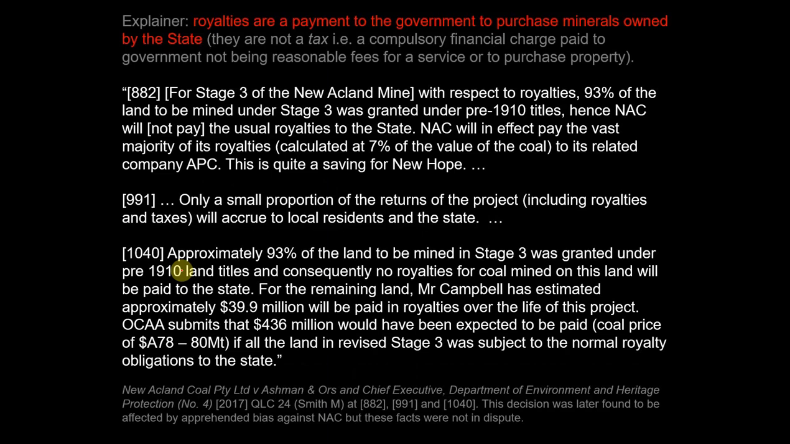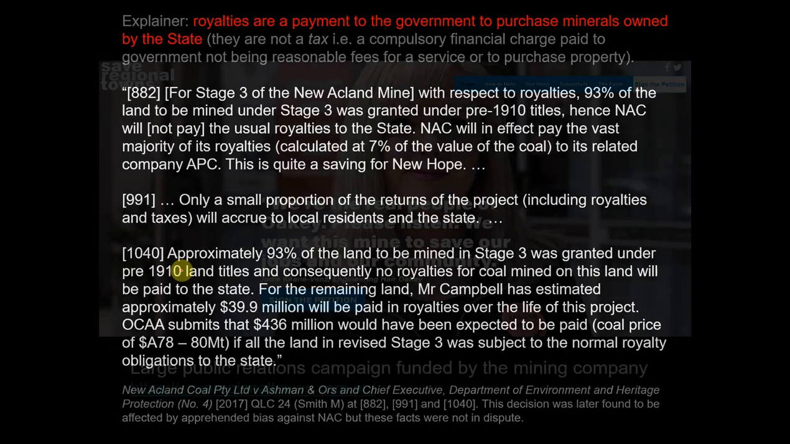And that equates to something like a saving of $436 million over the life of the stage three project. So approximately $40 million will be paid in royalties if stage three progresses, and the mining company saves nearly $500 million in royalty payments. So that's an enormous value to the company, and an important reason for why this mine, in quite a difficult area to get approval to mine, because of the surrounding neighbours and the high value agricultural land. You can see why the mining company is really keen to mine this area, because it's very, very valuable for them to do that, and more so than mining in other areas.